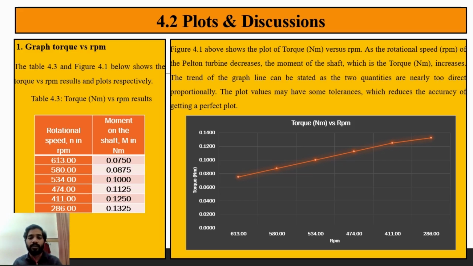Based on the graph, we were able to say that as the rotational speed of the Pelton turbine decreases, the moment of the shaft, which is known as the torque, will increase. The trend of the graph line can be stated as that the two quantities are nearly directly proportional. We can say that the plotted values may have some tolerances which may reduce the accuracy of getting a perfect plot.